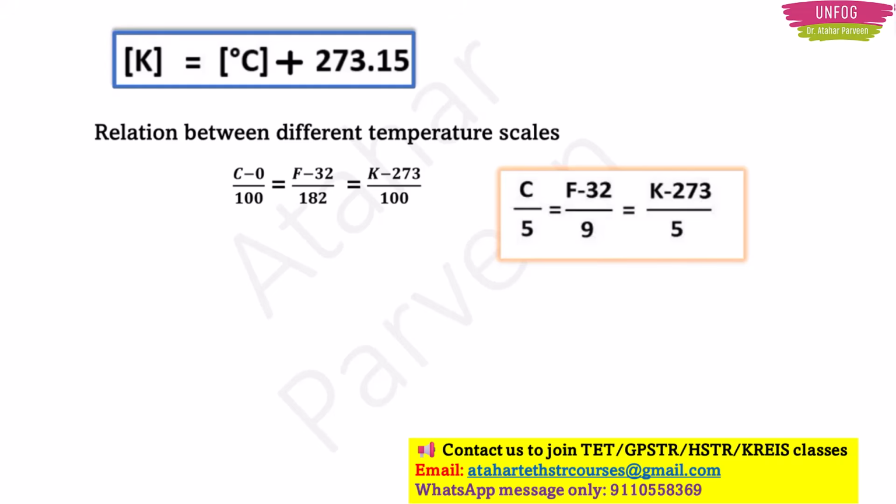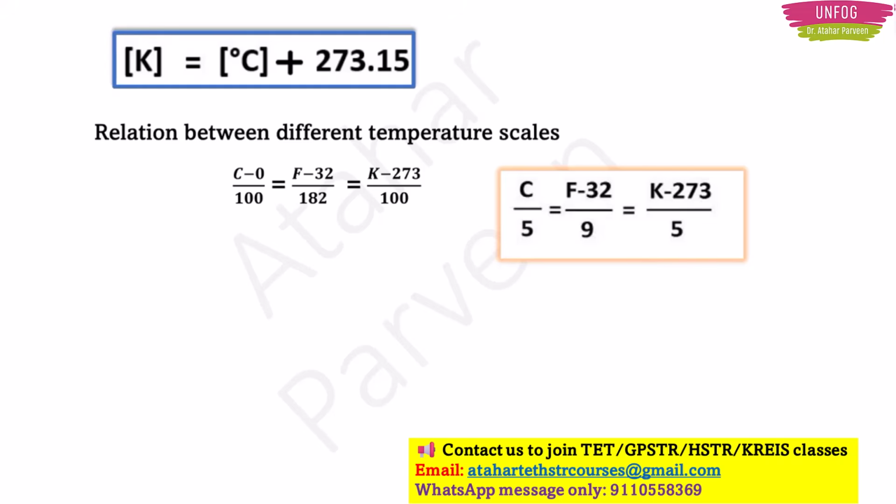So after simplifying the denominators, approximately making 182 to 180, you will get this one. The relation is C by 5 is equal to F minus 32 by 9, which is equal to K minus 273 by 5. If you remember this relation, I am sure that any question asked on interconversions, your answer will go correct. If it is related to Fahrenheit, you can convert it into Kelvin. If it is related to centigrade, you can convert it into Kelvin. If it is related to Kelvin, you can convert it into centigrade, correct? So you can do interconversion using this short trick, okay?